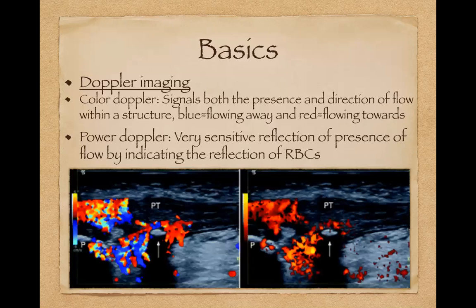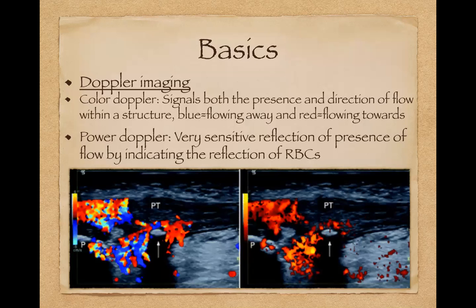Let's talk a little bit about Doppler imaging. The two types are color Doppler versus power Doppler. In color Doppler, you signal both the presence and direction of flow within the structure. Typically blue means that flow is going away from you, and red is coming towards you.